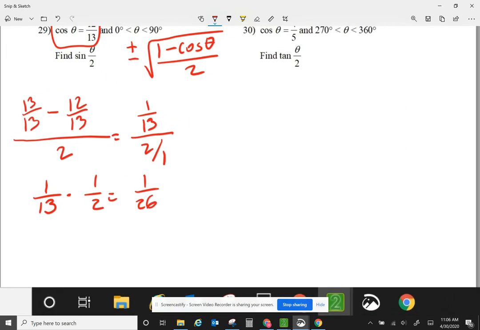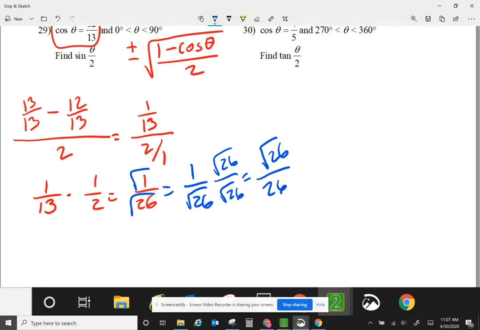Remember I said I was just worrying about the fraction. Now I'm going to worry about the square root. I'll take the square root on top and the square root at the bottom. That gives me 1 over radical 26. I cannot have radicals at the bottom, so to get rid of the radical, let me multiply top and bottom by radical 26. That gives me radical 26 over 26.